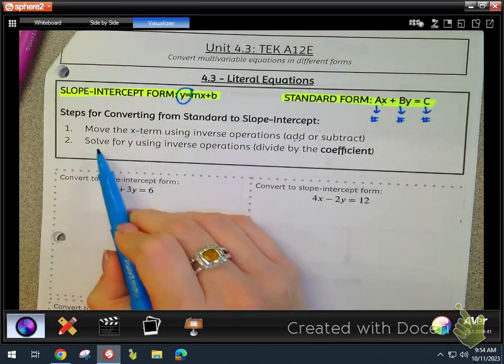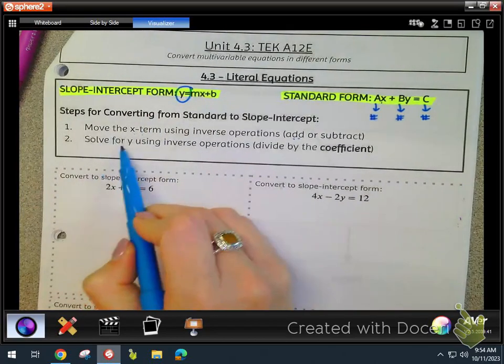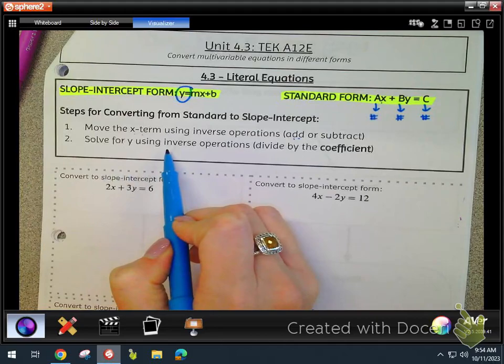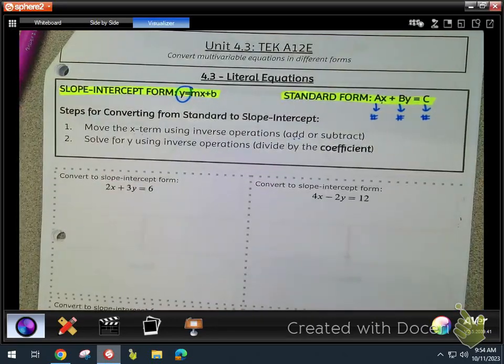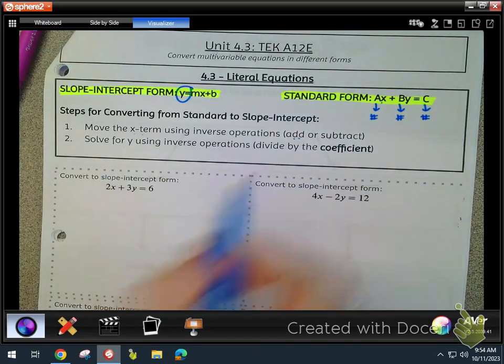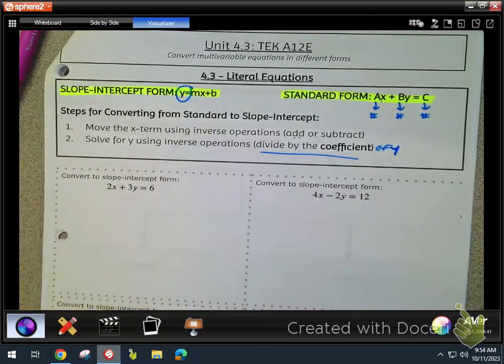But then step 2 is technically the same as in the other one: solve for y, using inverse operations. But in this form, you have a number times y. So the inverse of multiplying is to do what? Divide. So this is where it might take a little more time. You're going to be putting some fractions in your calculator to reduce. But basically, you end up dividing by the coefficient of y. Remember, coefficient is the number in front. So it's still 2 steps. All right, let's do it.